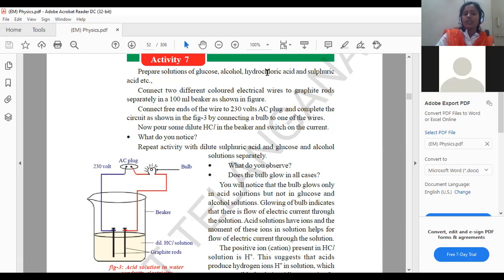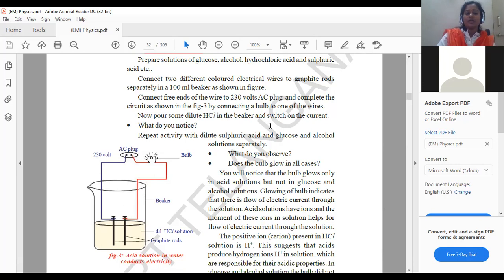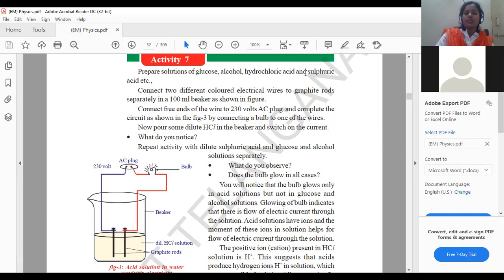Whenever hydrochloric acid is taken, it is a strong acid. If you are taking 10 ml of hydrochloric acid, around 9 ml will be dissociated into H plus and Cl minus. The maximum extent of ionization is possible. The maximum number of H plus ions are released. That's why it is able to pass current. Hence, you can say it is a strong acid.